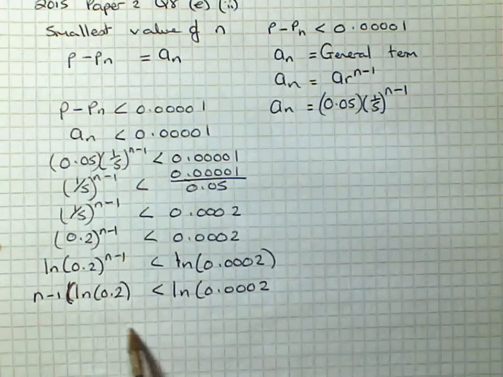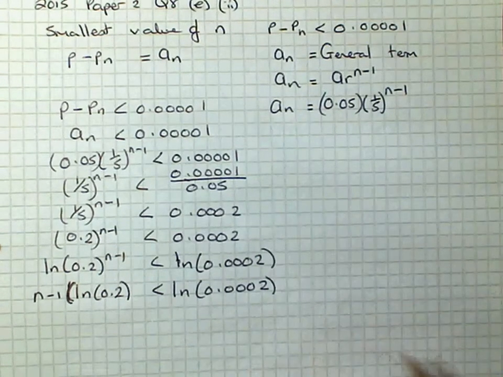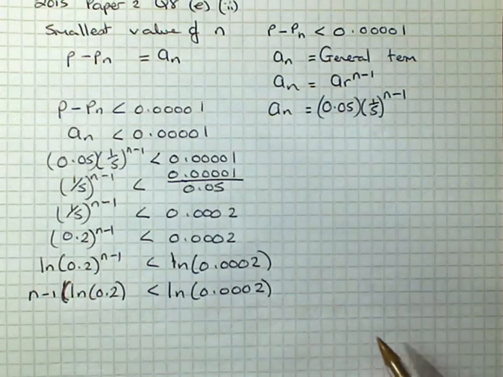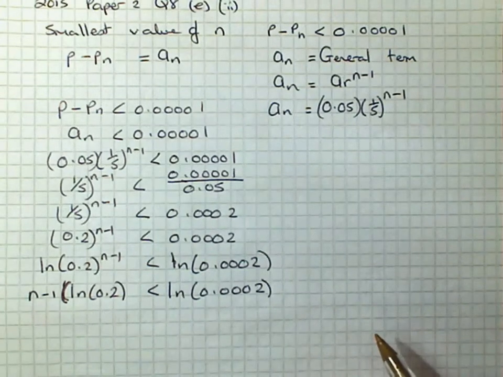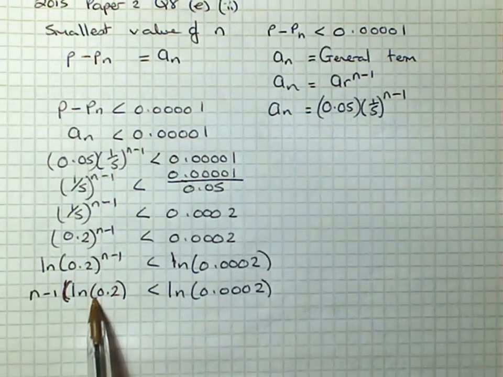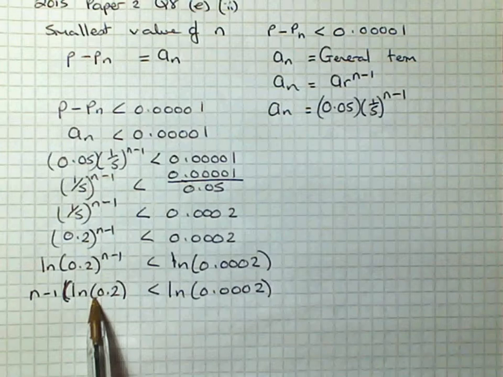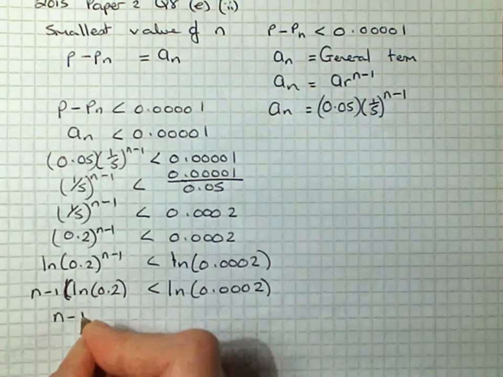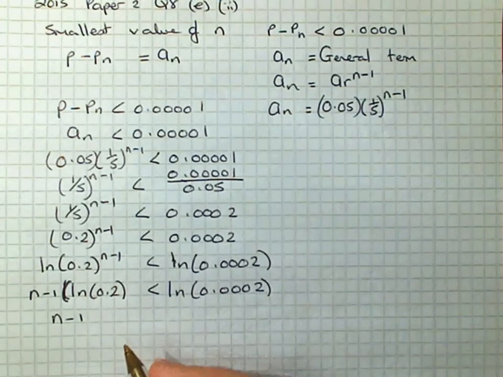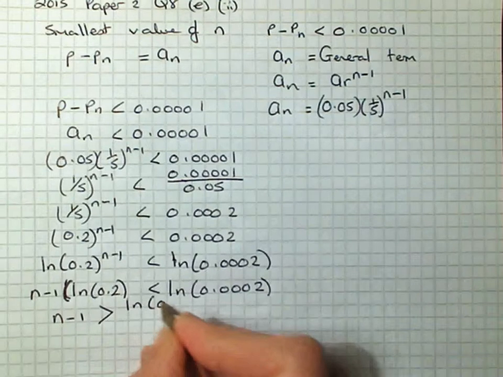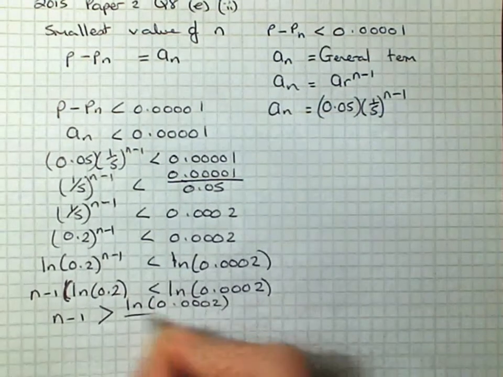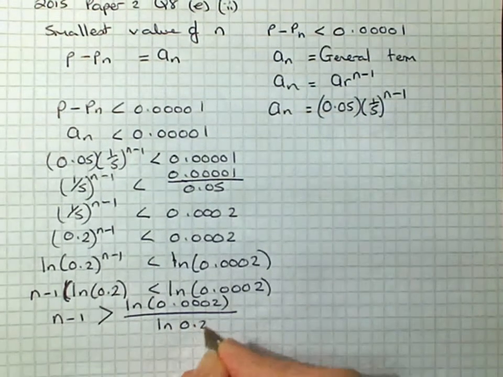Okay, so what would be advisable is to look up the ln of 0.2, because what I'm going to do now is divide across by the ln of 0.2, and because we're using inequalities, we need to see if it's positive or negative, because a negative value will change the direction of the inequality, and when you look up the ln of 0.2, you'll find that it is actually negative. So when we divide across by the ln of 0.2, the direction of the inequality changes.